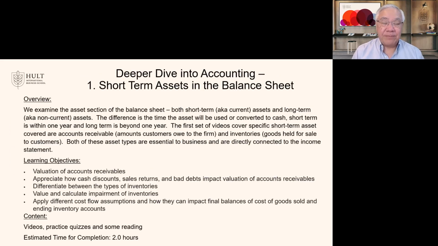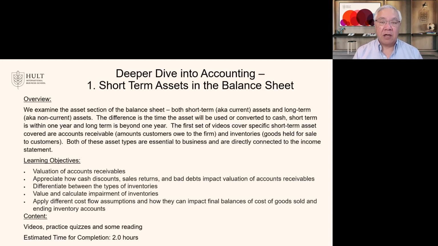This is actually a deeper dive into the assets and specifically the short-term assets. As you recall, the balance sheet has assets which are broken into classifications of current versus non-current. Short-term, also known as current assets, are those that are already cash or will be converted to cash or used up in 1 year. Anything over 1 year is long-term or non-current.